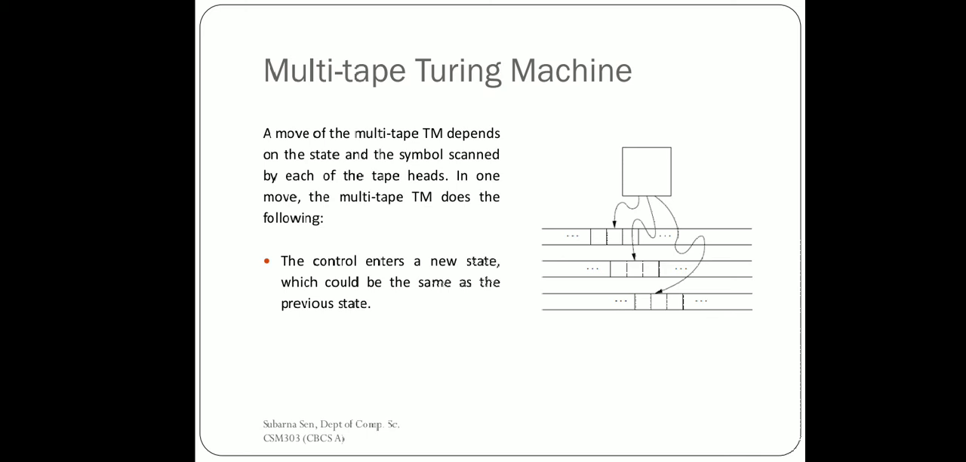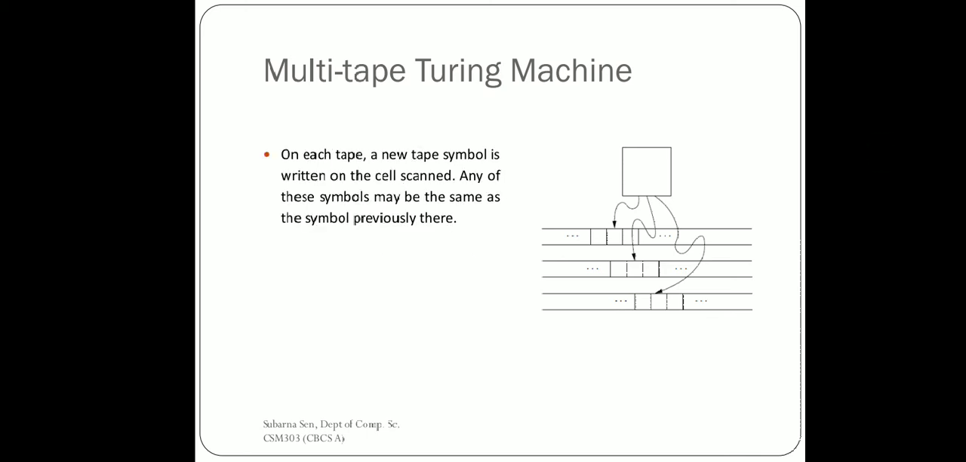It will move to a new state, change the input symbol lying in that place to another value, and determine the direction in which it needs to move. It may be left, it may be right, right? So the same thing will occur here. Let us see what a multi-tape TM does in one move, one by one. The control enters a new state, which could be the same as the previous state. This is very similar to the single tape machine.